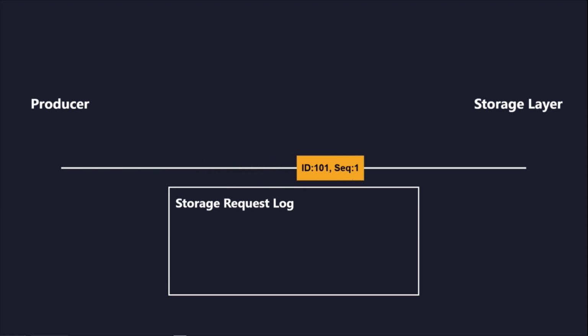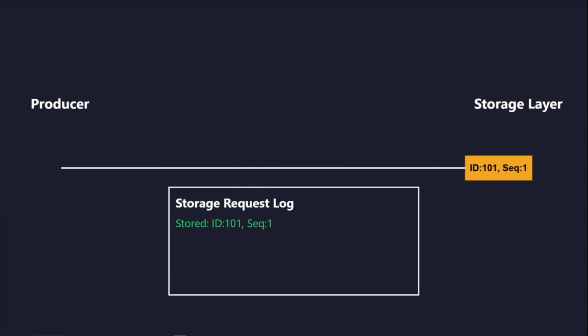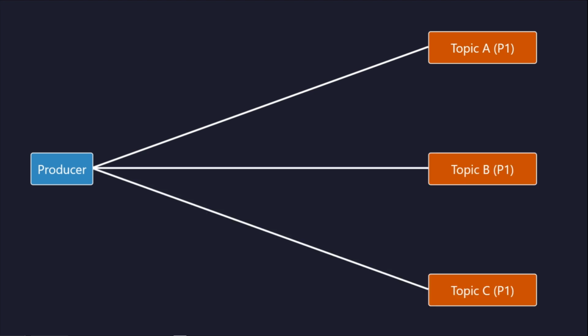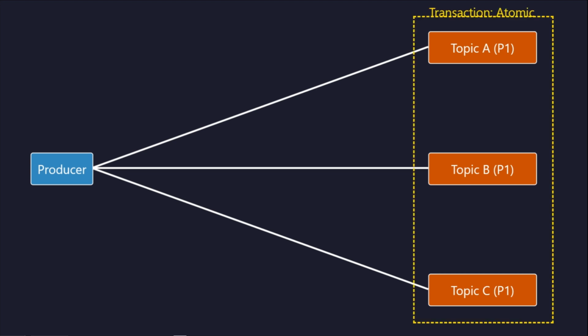This mechanism ensures that even if the network fails during the acknowledgement phase, the retry will not result in a duplicate. The combination of the producer identifier and the sequence number provides a unique identity for every write request at the storage layer. Idempotence is limited to a single partition, but real-world workflows often span multiple topics and partitions. To achieve atomicity across different segments of the cluster, you must utilize Kafka transactions.